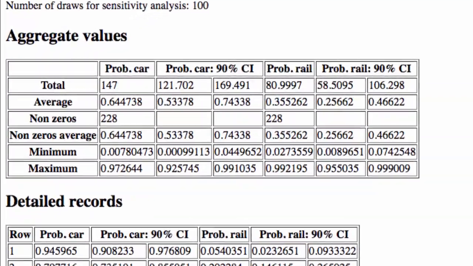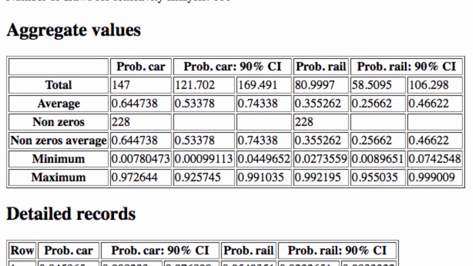So let's go back to our example and let's look at the market shares for the rail alternative. What we obtain in this example by simulating the sample is a value of 35.5% market share for the rail alternative. And if we look at the 90% confidence interval, which is obtained by the simulation technique that I just described, we see that the confidence interval is between 25.7% and 46.7%. Now the question is, is this interval small enough for our purpose or not?